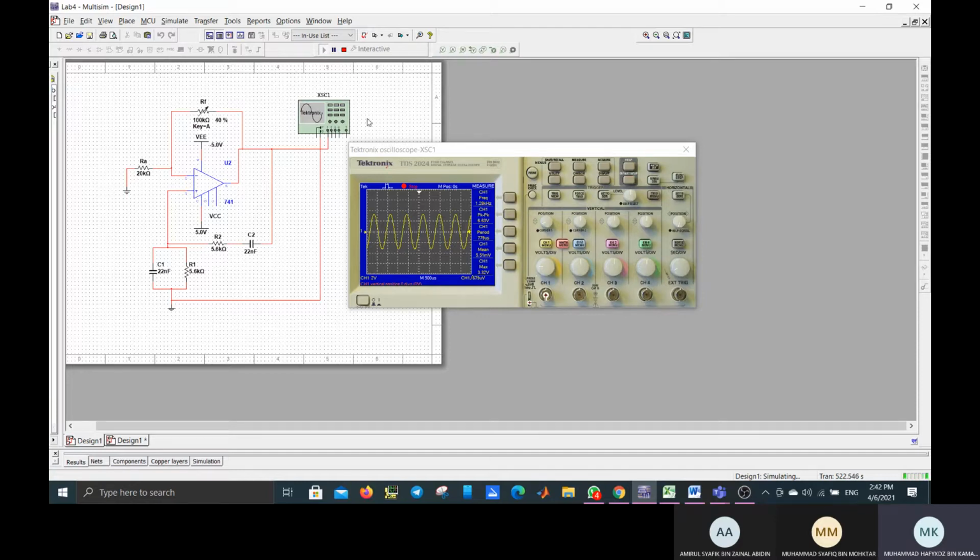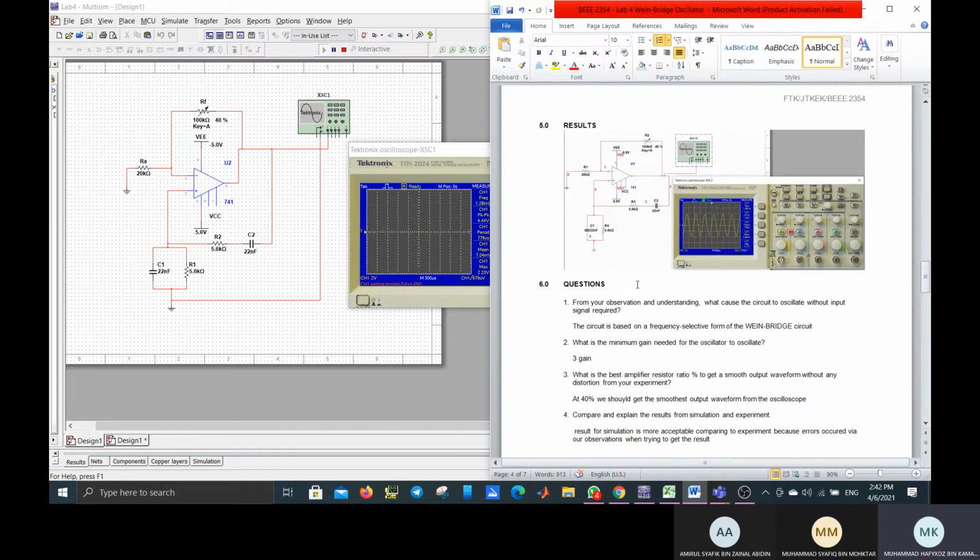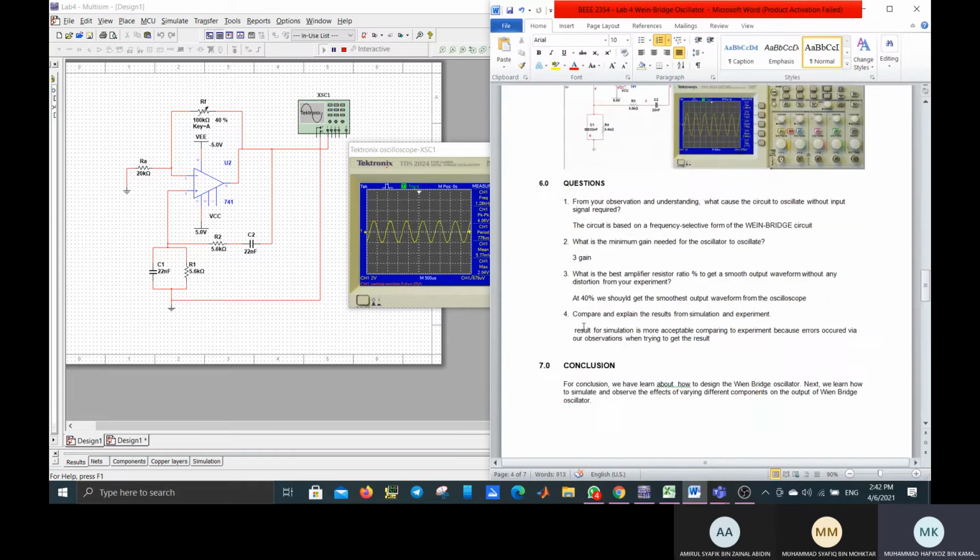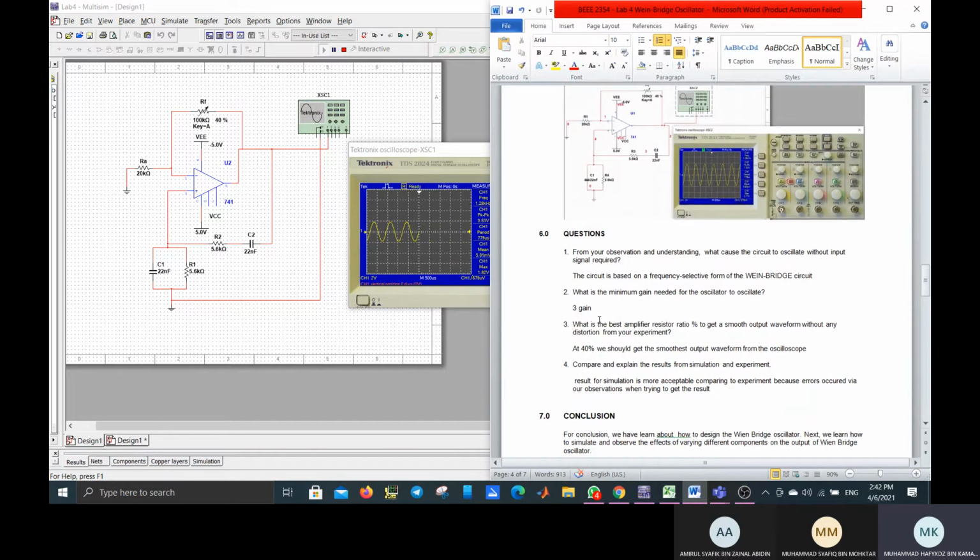Okay, and if you run it again and you adjust the variable resistor to 45, you can see it gives the frequency output. Okay, that's all for the procedure, and after that I will pass it to our team member Shafiq Mota for the question part, and that's all for me.